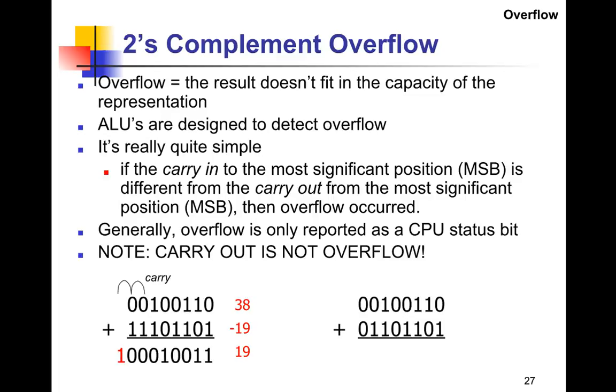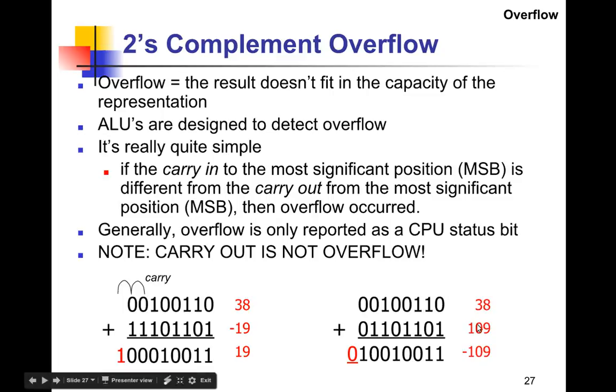Okay, so here's another example. When you do this one right here, this is actually 38 and this is 109. Well, 38 plus 109 is actually bigger than 127. And if you look at the answer you got was minus 109, and that's not right, because 38 plus 109 is bigger than 127. It's a positive number. So what happens is we overflowed here. So let's look and see what happened to the carries.